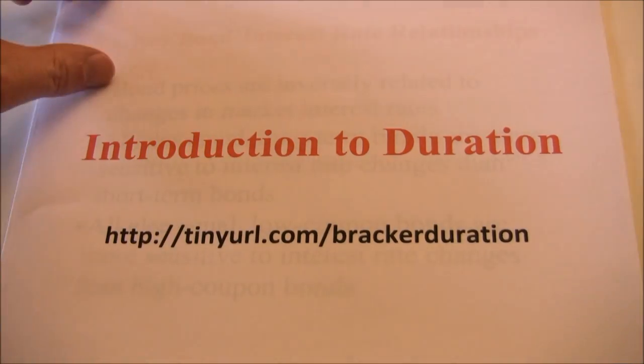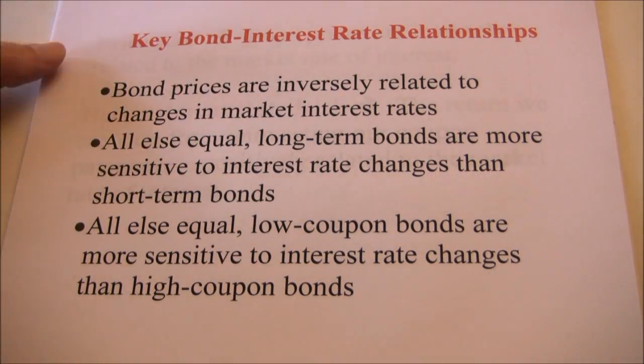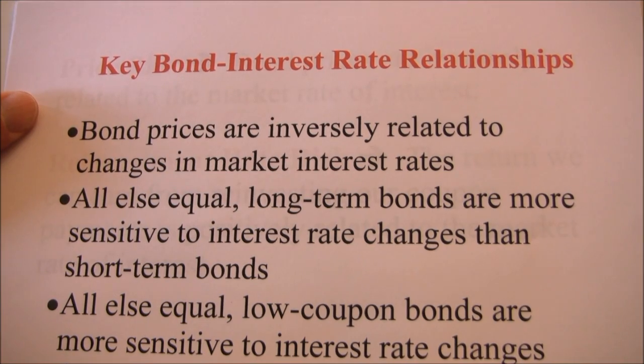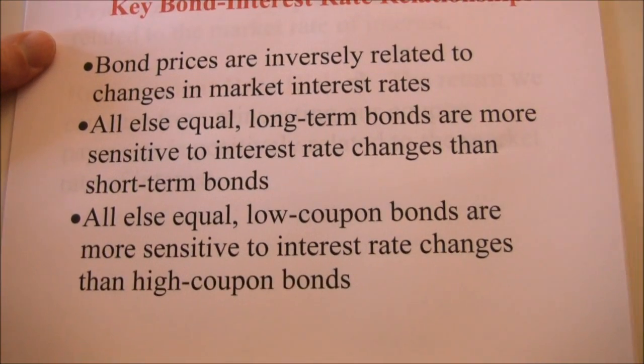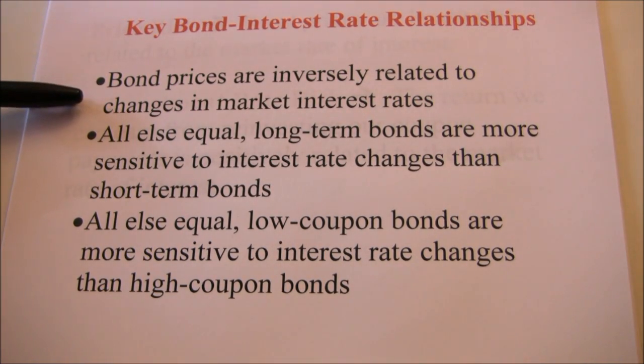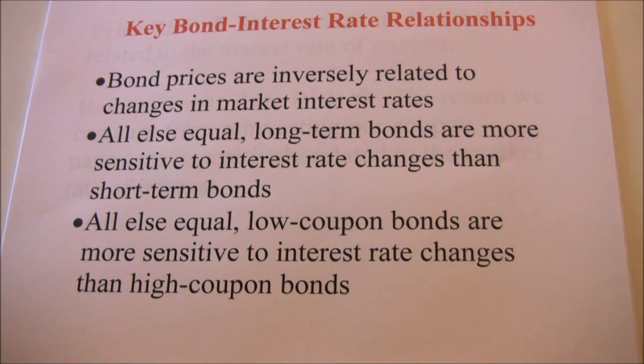We're going to start with three basic bond interest rate relationships that you probably learned when you first started talking about bonds. The first of those relationships is the inverse relationship between market rates of interest and bond prices. Simply stated, bond prices go up when interest rates go down, and bond prices go down when interest rates go up. Because when you're buying a bond, you're buying a fixed cash flow stream. So as market rates of interest go up, the present value of that cash flow stream goes down. As market interest rates go down, the present value of that cash flow stream goes up.